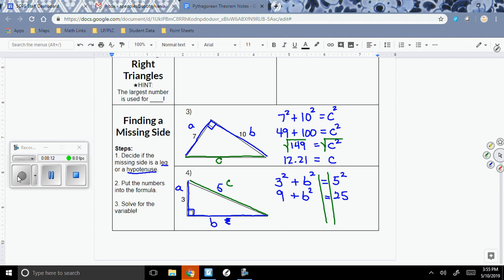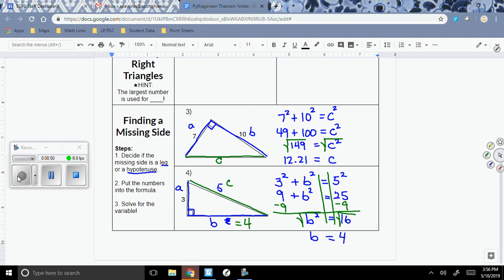All right, so remember, we're always trying to get the variable alone, so that means I have to get rid of adding 9. So I need to subtract 9 from both sides. And now I'm going to have left over B squared on the left and 16 on the right. All right, again, if I want to get rid of a square, I have to take the square root, and the square root of B squared is B, and the square root of 16 is 4. So that means that that missing side length would be 4.